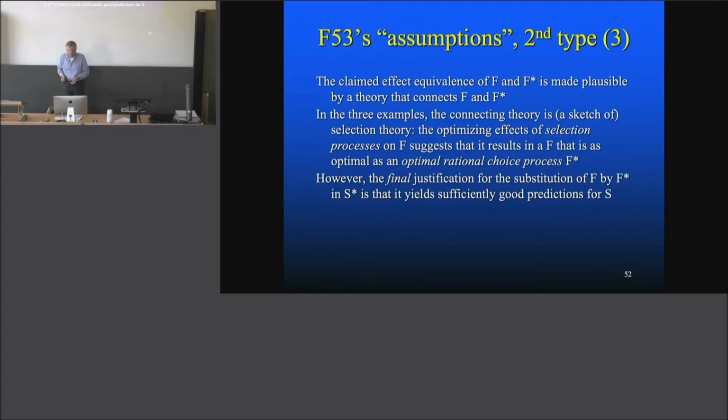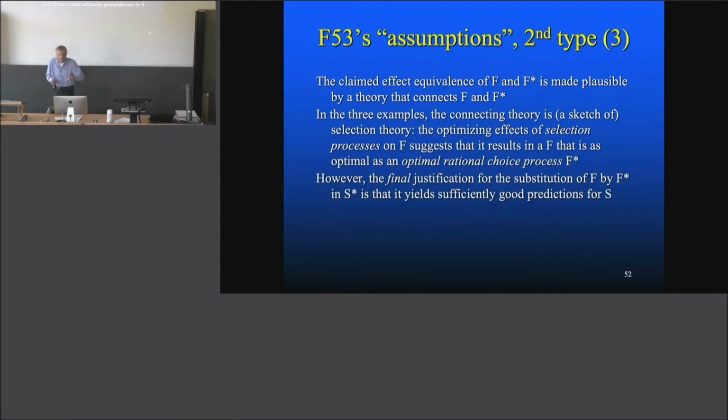Okay. All right. So the final justification, however, for the substitution of f by f star in S star is that it yields sufficiently good predictions for S. Right? This is still speculative when you say the best firms will be optimal, and so on. You don't really know that. You would say there's selection pressure, but you don't know what the constraints are. So this is what Friedman says. The final justification is that it gives sufficiently good predictions.